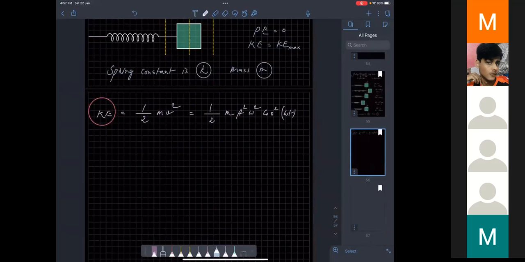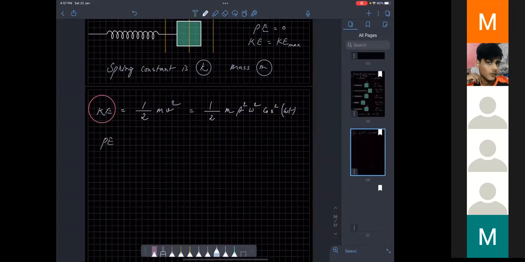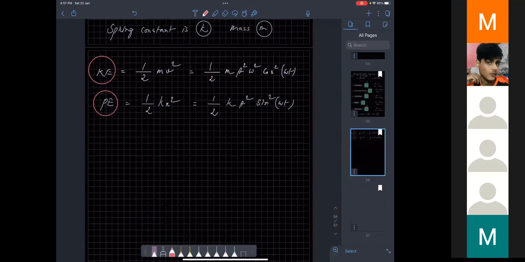This is the expression for kinetic energy. What will be the expression for potential energy? Half kx square, which is equal to half k a square sin square omega t. Correct? What is total energy?